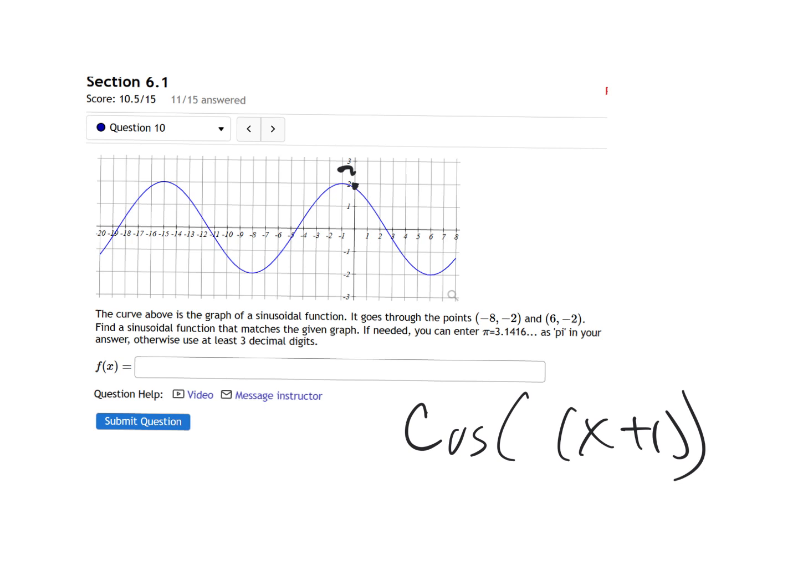I see the midline, I'm pretty sure, is y equals 0, so that means the midline is 0. I don't have to worry about that. I'm going to just erase that, so it's not part of the mix. And then we've got to worry about the period, and that's what they're telling us here.